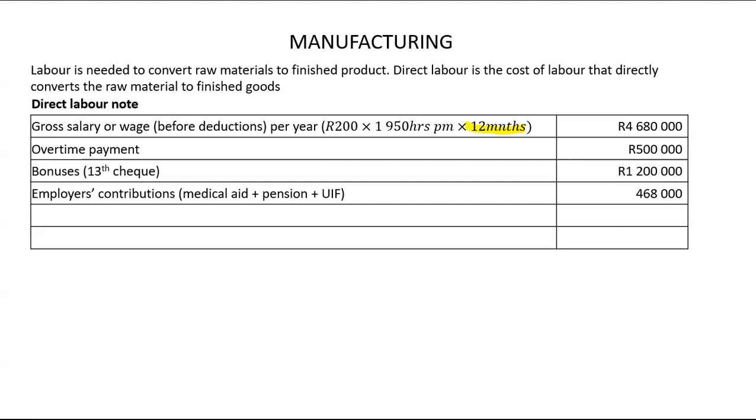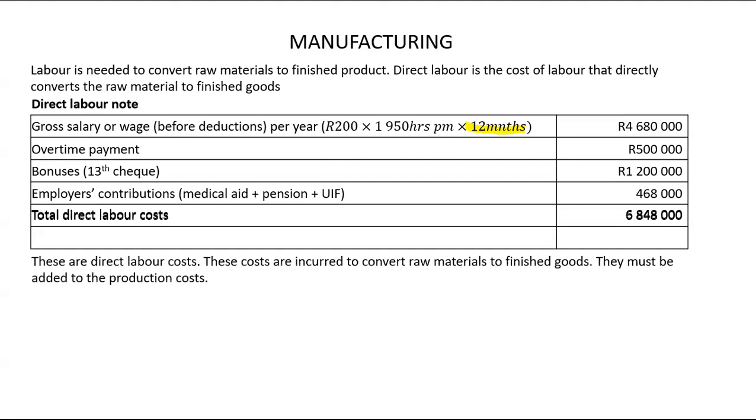Okay. And then obviously, actually, I was wrong there to say that is a gross salary. It should be a basic salary because gross salary includes overtime as well as bonuses, but mostly it doesn't include overtime. Okay, so you're gonna add all of those up, and you will get what we call the direct labor cost. So your direct labor cost will be 6,848,000, and this only relates to people that actually made the product. They were directly involved in making the product, converting that raw material into a finished product. Okay, and this must be added to the production cost.